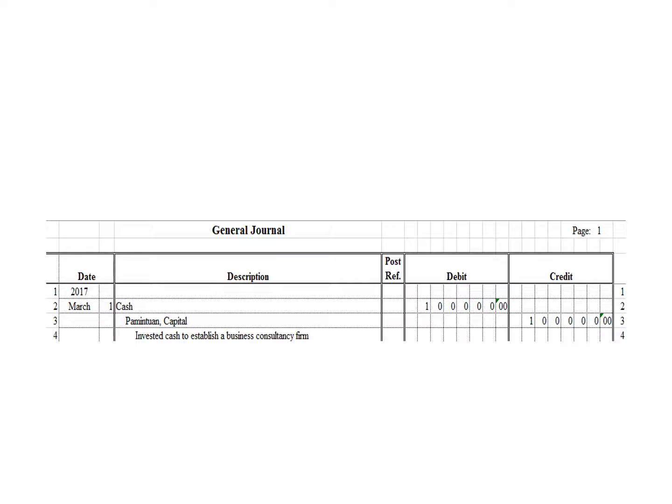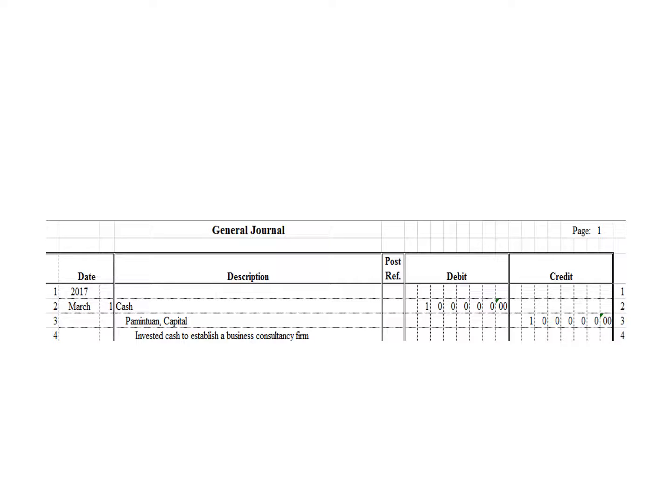To journalize our first transaction, first, we have to write the date. So under the date column, first we write the year, 2017. Then the month, March, and the day, 1. Under the description column, we write our debit entry, credit entry, and then the brief description of the transaction. So what is our debit entry? Correct, cash. Cash is debited because cash increased by 100,000. So we're going to write the amounts under the debit column, 100,000 pesos.